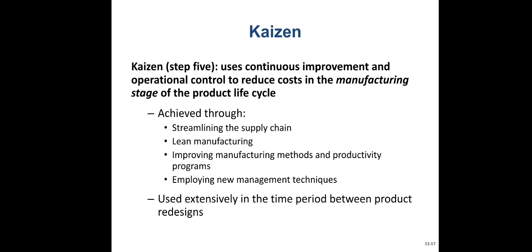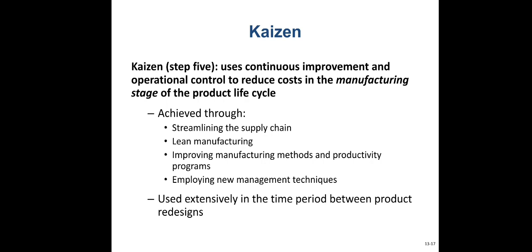Okay, this is step 5, referring to step 5 in the target costing implementation steps. Okay, Kaizen, step 5. Kaizen means using continuous improvement and operational control to reduce costs in the manufacturing stage of the product life cycle. So remember this, Kaizen is about continuous improvement, and this method of practice is used during the manufacturing process.